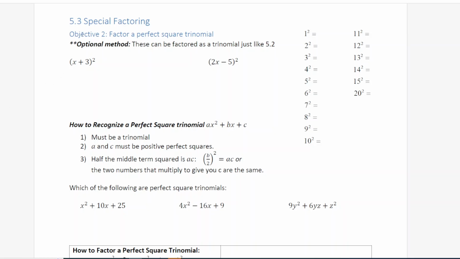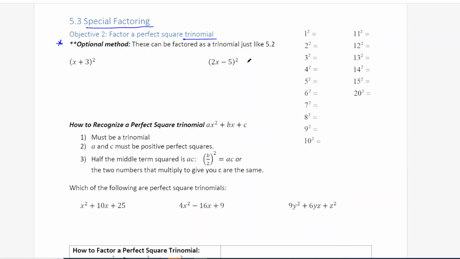All right, so now we're going to get into 5.3, which is our quote unquote special factoring. It's just more factoring. This first one that we're going to do, I will say is the only one that I would call special. In other words, you don't have to do it. This is an optional method that you can choose to do. It's an optional method for factoring trinomials. So if you want to do 5.2's AC method for these, that's absolutely fine.